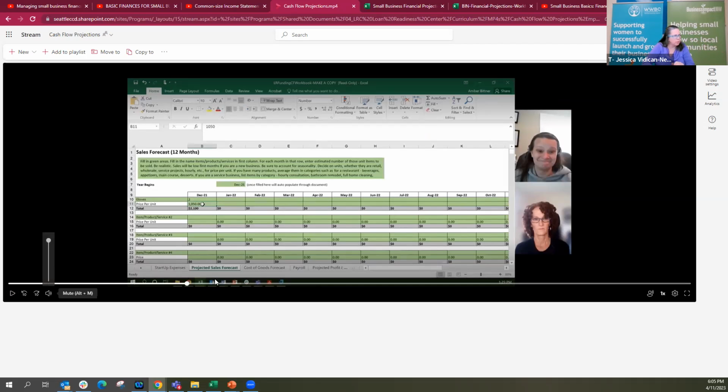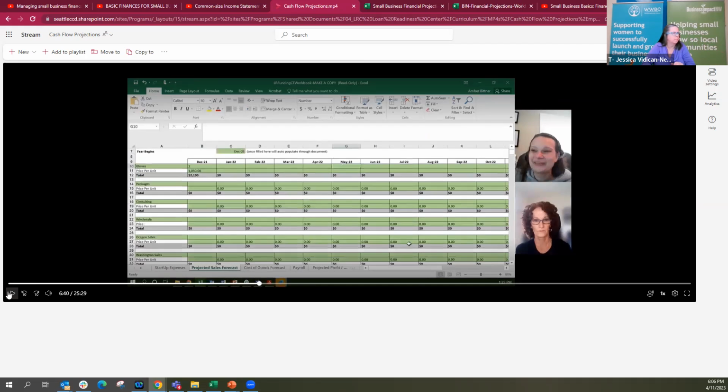And now we're going to go into a little bit about cost of goods, because that's the other half of the sales. You want to make sure that you account for how much it costs you to provide what you're selling. Okie dokie. So moving forward with your cost of goods forecast, okay?